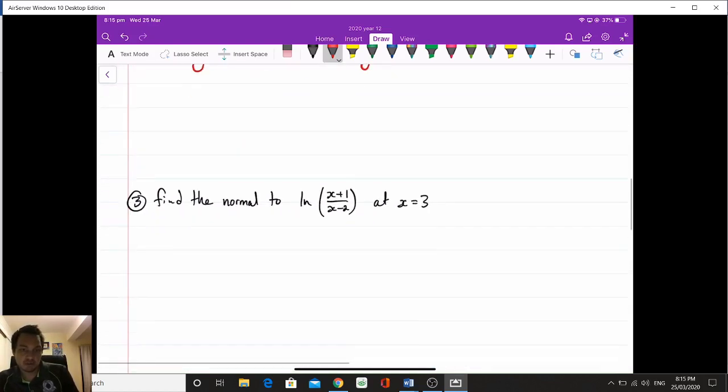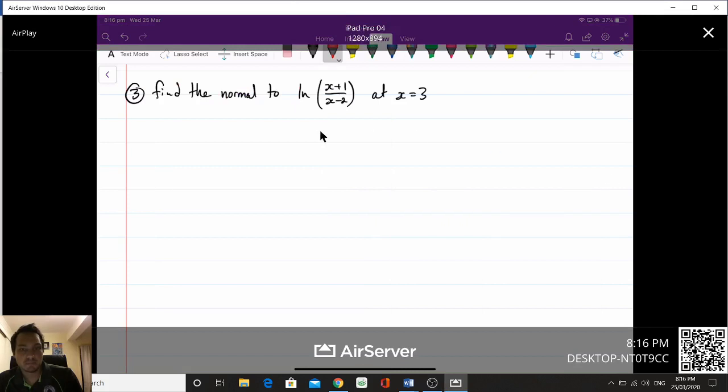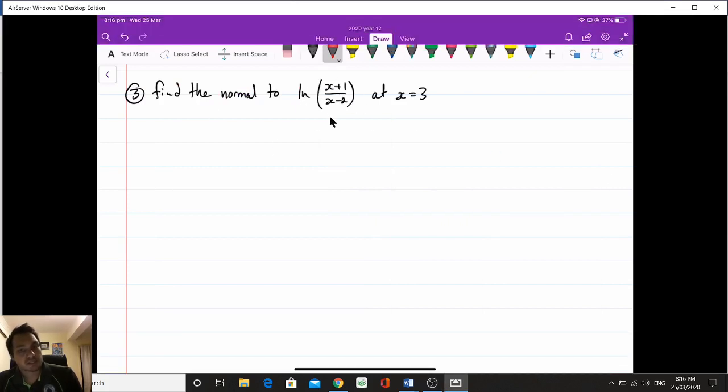The third question I put is find the normal, okay, so that's perpendicular to the tangent, to ln of (x plus 1) over (x minus 2) at x equals 3. I did forget to say, I recommend that you pause the video at each of my questions and then see if you can work it out before I go through it. That would be good practice, but if you have no idea, then just listen. Okay, so find the normal. Find the normal to this at that.